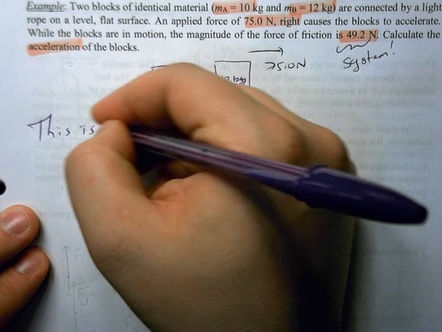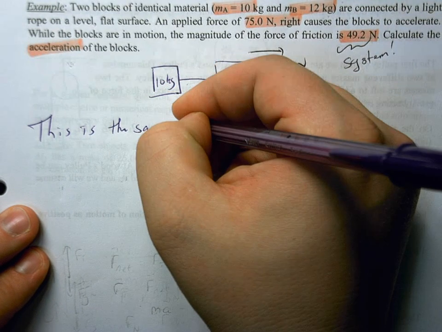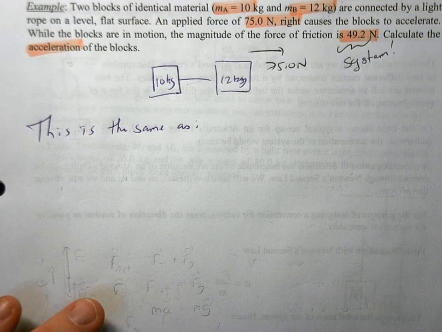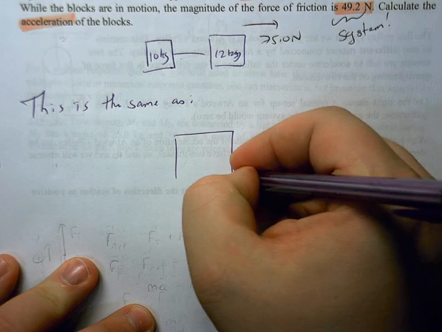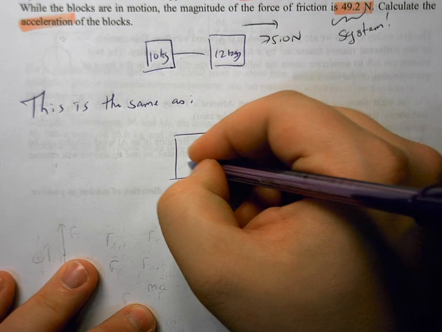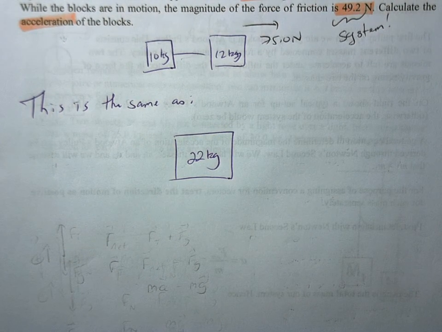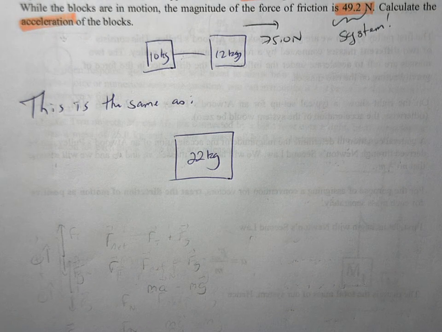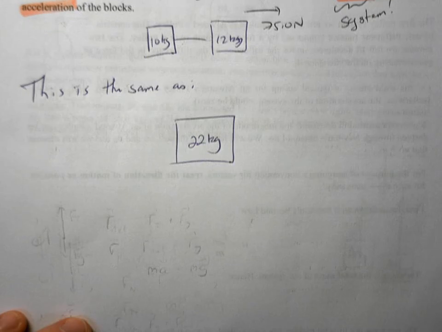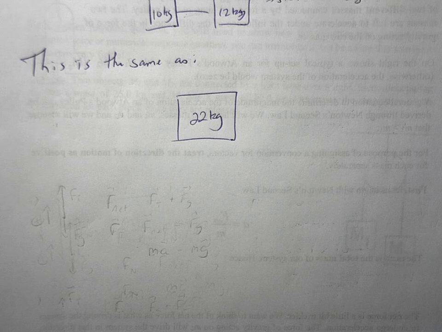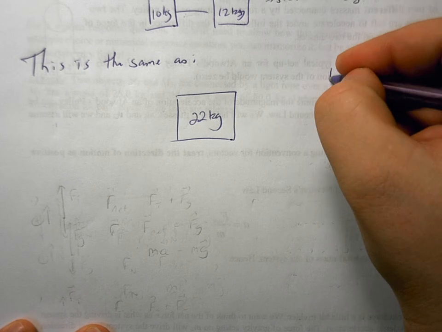This problem is the same as the following. Instead of having two separate blocks, we're now going to have one mega block that has a mass of 22 kilograms. So this problem is equivalent to this. What we've done is we've simplified it. Instead of having two separate objects pulled by a rope, we're going to assume that they can be treated like one big object. And with the assumptions we make in high school physics, that is perfectly fine. So with that, this is our lovely block.